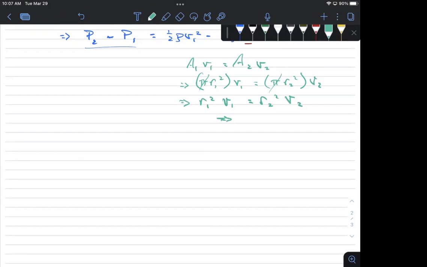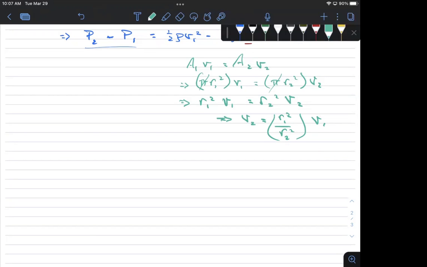Solve for V2. V2 is R1 squared over R2 squared times V1. Okay, just a little algebra. I move the R2 over to the other side. It goes in the denominator. So there we go. That's how I could calculate V2.